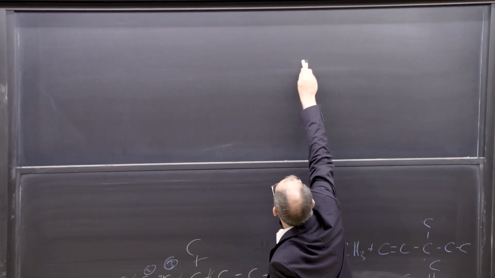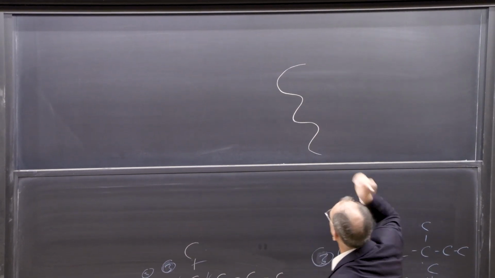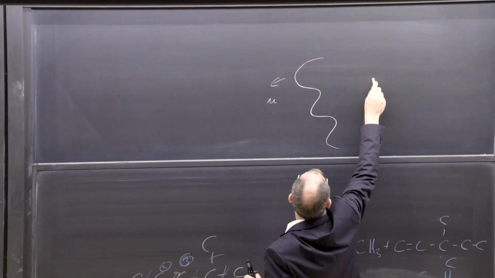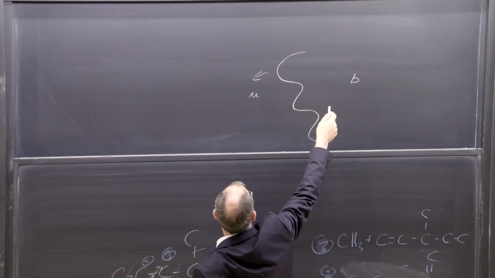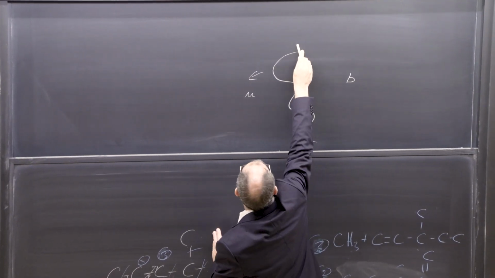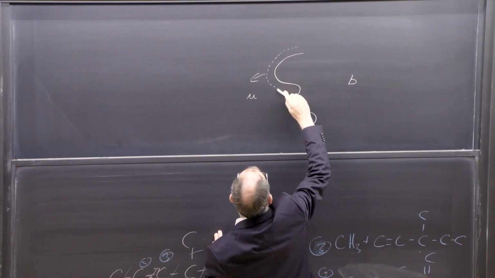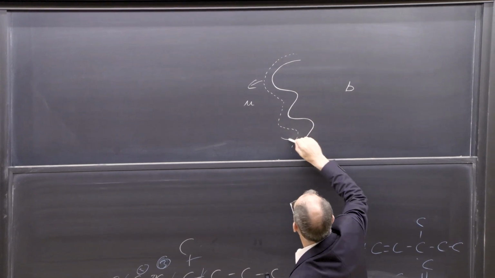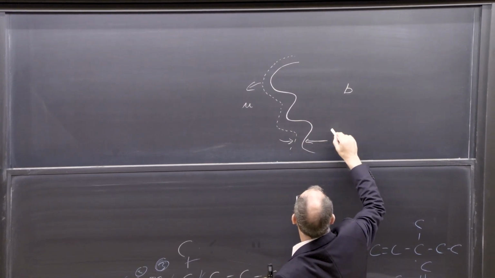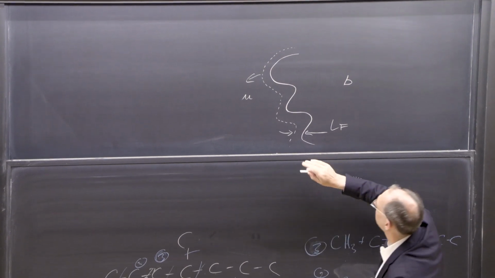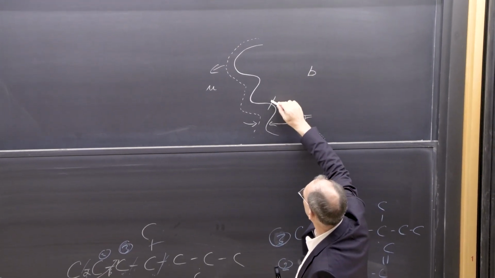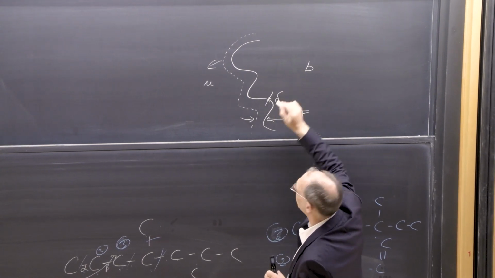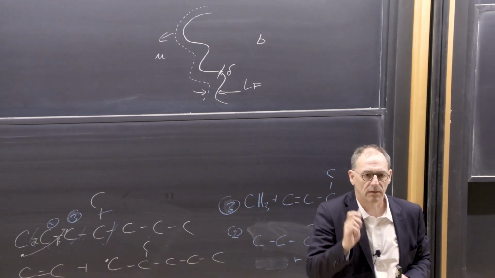We have a flame that looks like this and is propagating; here's unburned and here's burnt. So it's propagating from right to left. And then I have a preheat region which kind of looks like this. So this here is LF. And then this line here should actually be the reaction zone, okay? Very, very thin reaction zone.